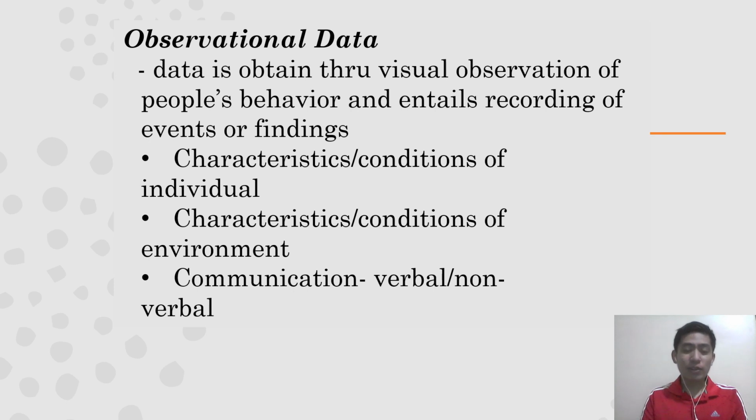Observational data, however, is obtained through visual observation of people's behavior. It entails recording of events or findings, characteristics or condition of an individual, characteristics and condition of the environment, and non-verbal and verbal communication. The observational data is preferably used by a phenomenologist or a qualitative researcher.